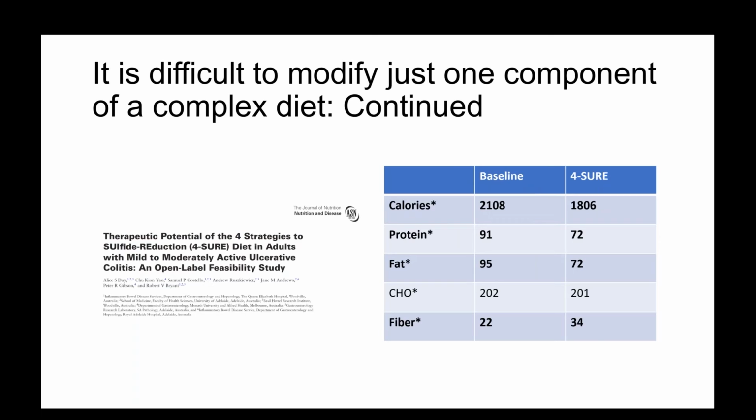This is the second study, and again, this one sought to modify sulfide intake. So given the nature of sulfide sources in the diet, you can see that protein intake ends up being reduced. And you can also see that through this intervention, fat intake was also reduced and fiber intake increased, which ultimately is similar in that regard to the previous diet study.